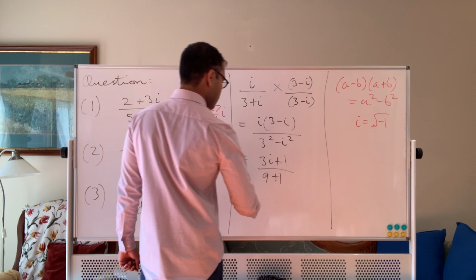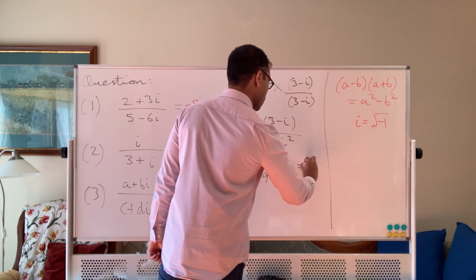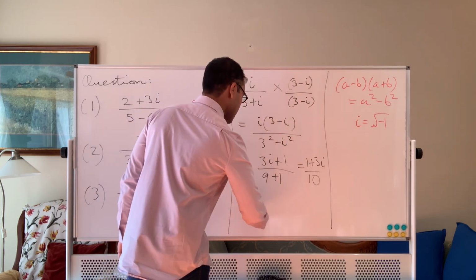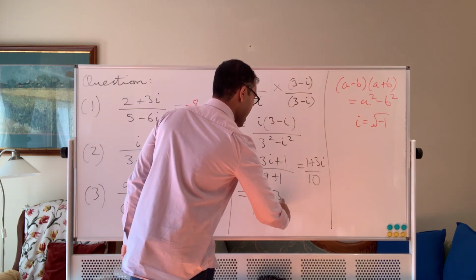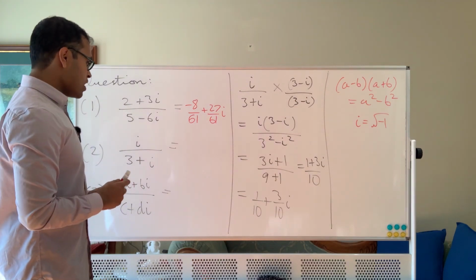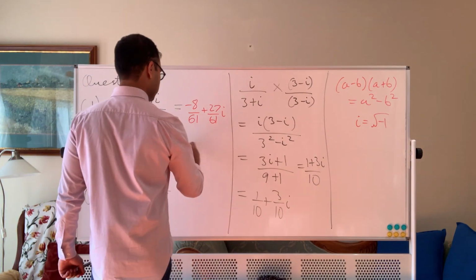So we're going to get, you can write this out as 1 plus 3i over 10, which you can write out as 1 over 10 plus 3 over 10i. And that's going to be your final answer. So let's write that out. And we're going to get 1 over 10 plus 3 over 10i.